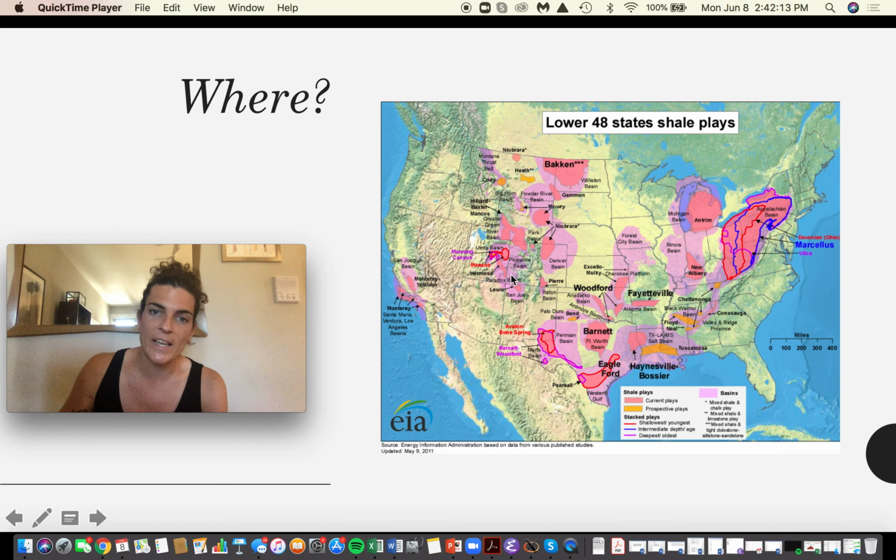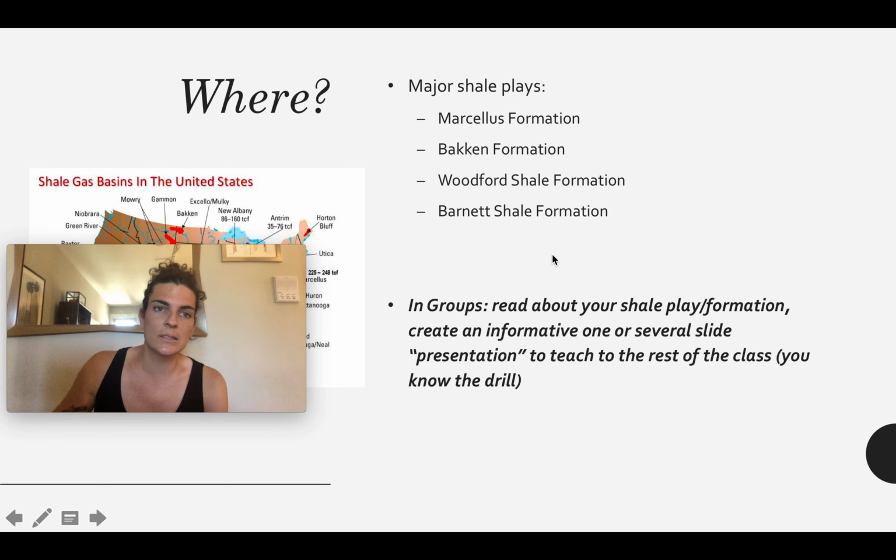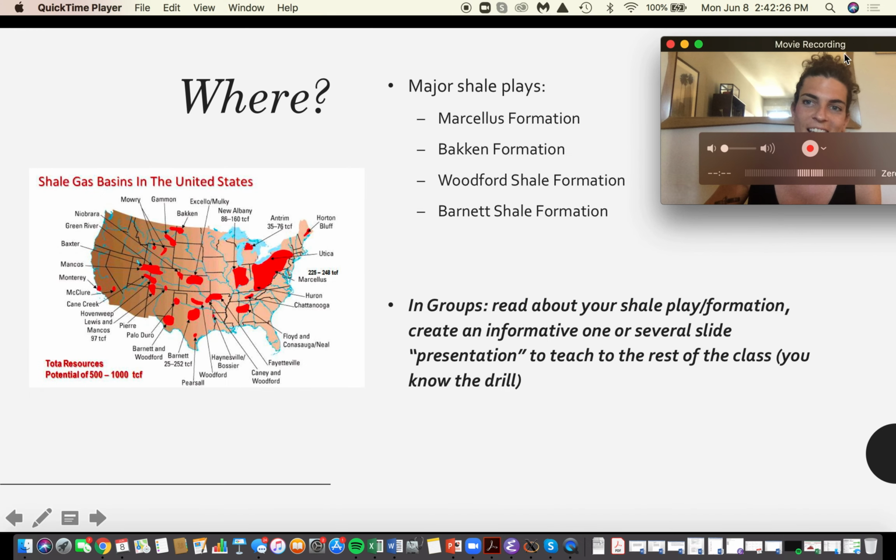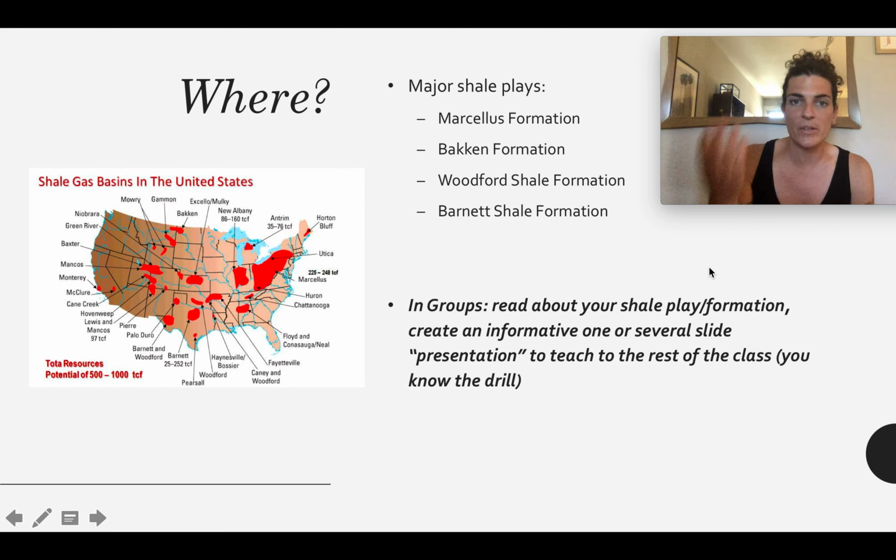Okay. There's also a lot of fracking happening on the Front Range and the back range, I don't know what you would call this, of the Rocky Mountains in Colorado. So some of the major shale plays, as I have mentioned now a couple times, are Marcellus and Bakken and Woodford and Barnett.